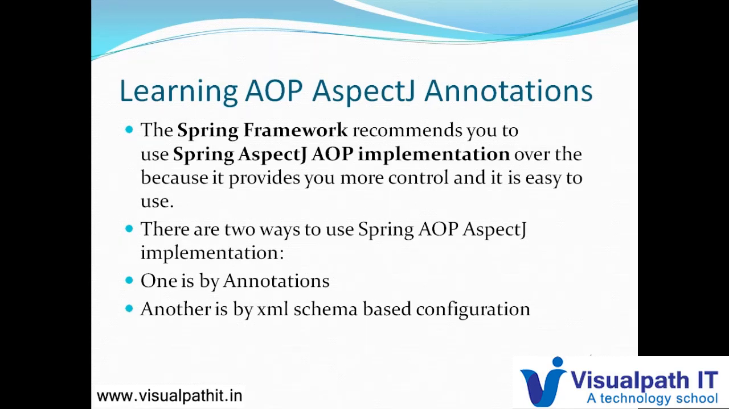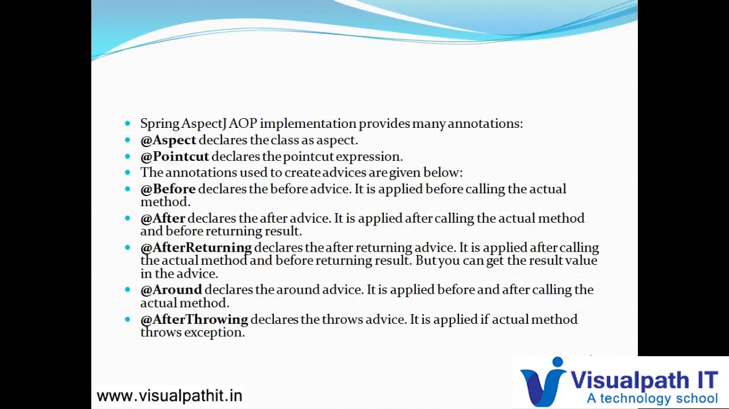Let's learn about one of the important concepts while learning AOP, the annotations part. Our Spring framework recommends usage of Spring AspectJ AOP implementation over the other paradigms because it provides us more control and it is easy to use. There are two ways of using Spring AOP AspectJ. One is by annotation, second is by XML schema based configuration. Annotations usage is rather very easy. So let's see how many provisions are provided by Spring AOP for the annotations.